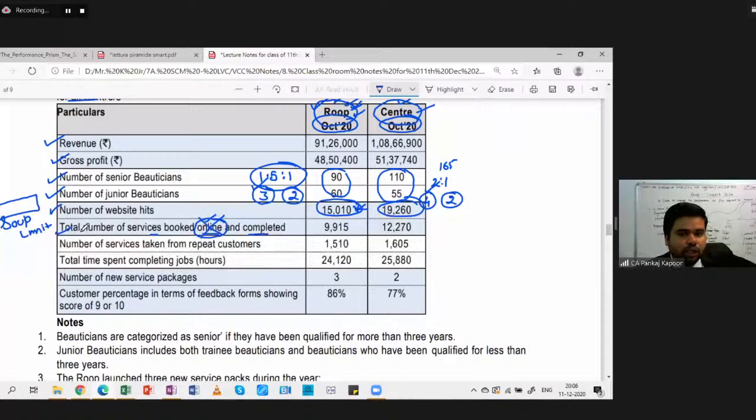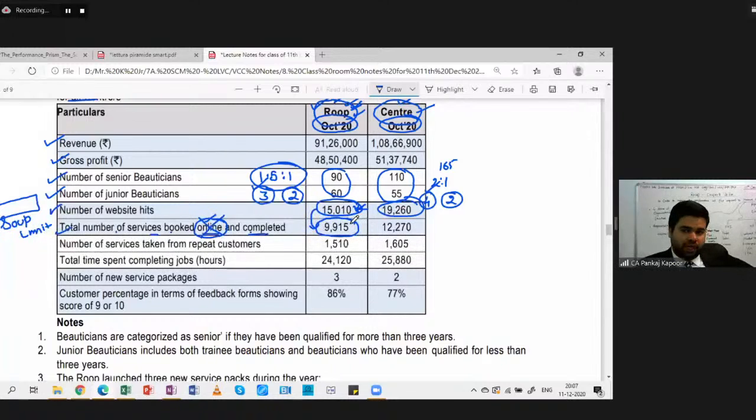You just read it: total number of services booked and completed. It means how many persons or how many hits. It may be possible one person makes multiple hits during a month. So how many hits do you get? You get 15,010 hits. And how many customers or services do you render? 9,915 services you render.